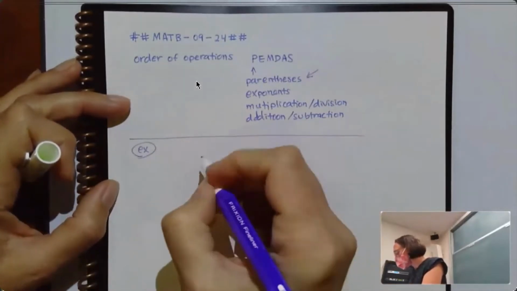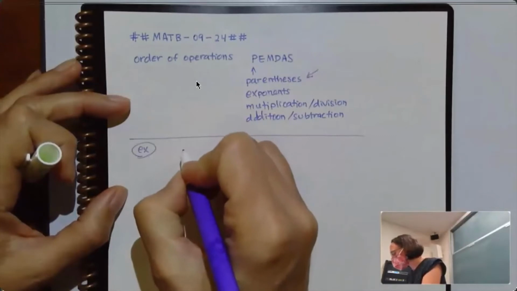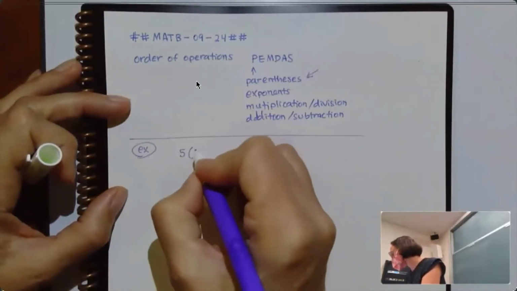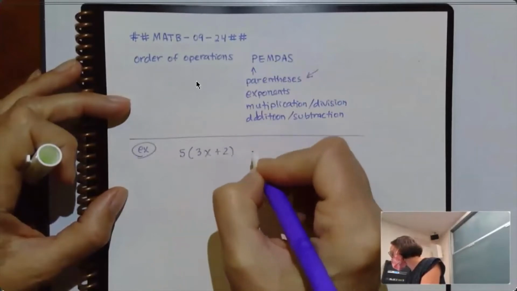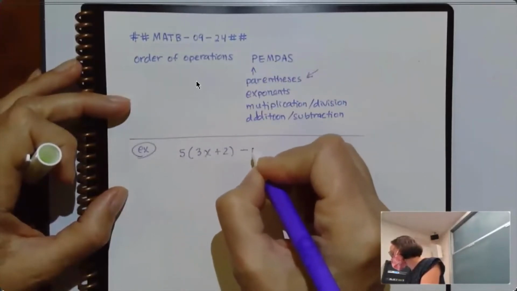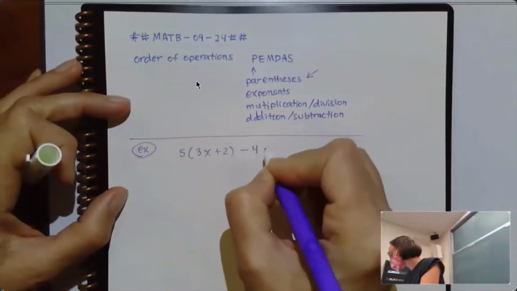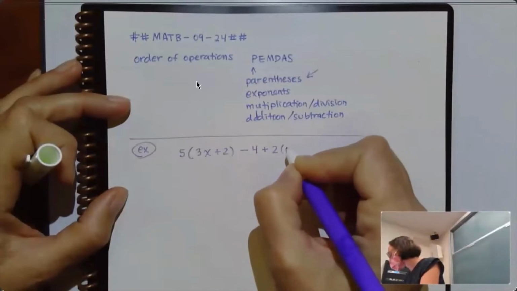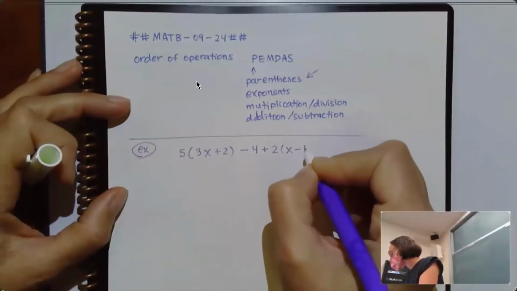So if I had something like 5 times (3x plus 2) minus 4 times (x minus 1).